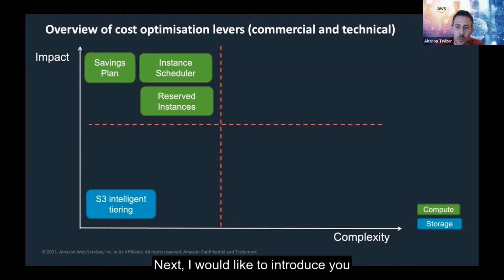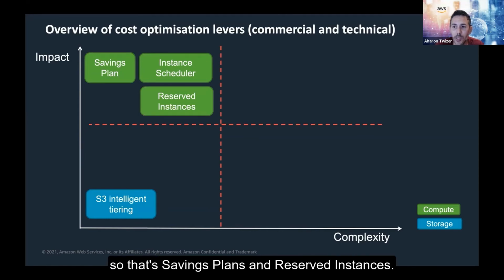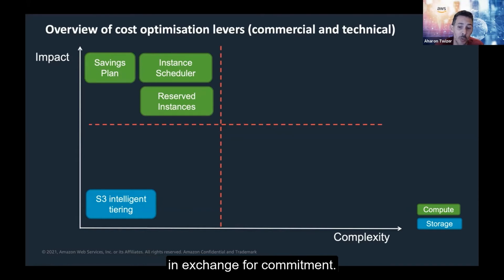Next, I would like to introduce you to two of the commercial levers. That's Savings Plans and Reserved Instances. You can utilize them to obtain a discount in exchange for commitment. And this is impactful because it can affect a lot of your spending. If you don't know where to start, I recommend you start here first. I'm going to cover the topic later on.